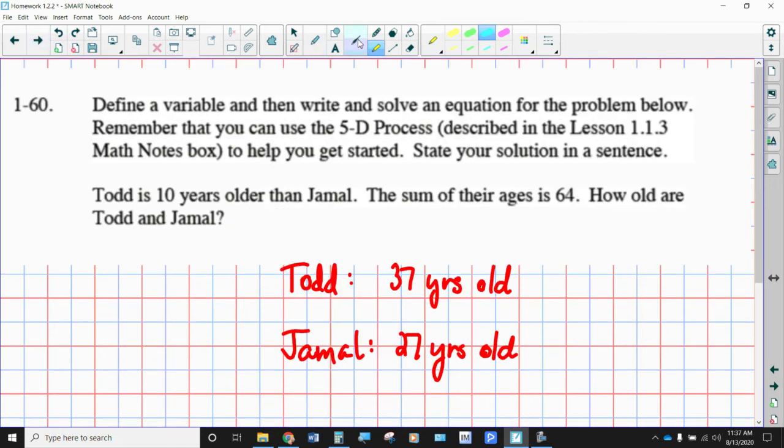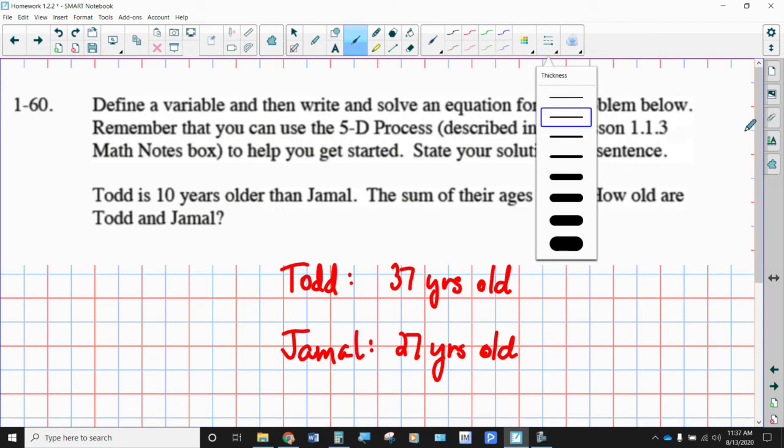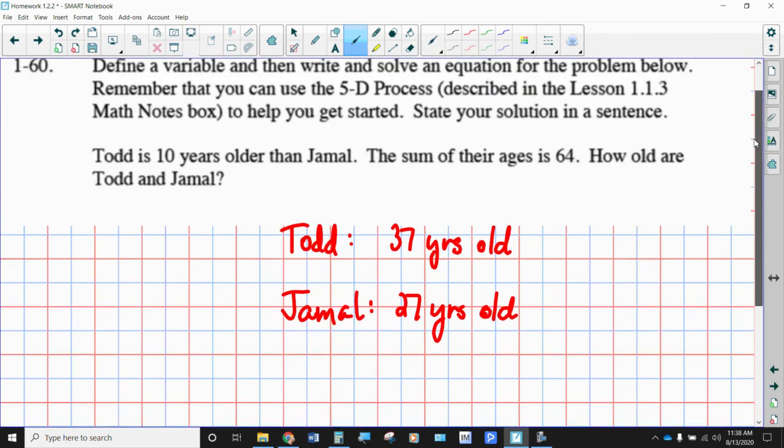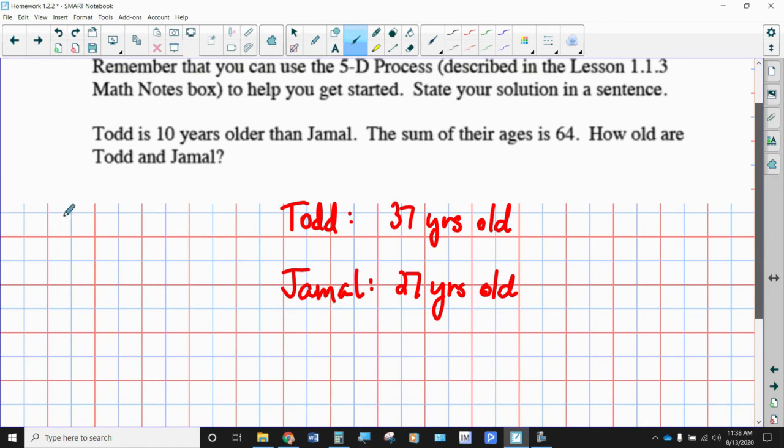All right, here is a chance for us to practice the 5D process. I'm going to start off by reading through the problem, and then I'm going to write out the essential information. So we're going to start with describe. Todd is 5 years older than Jamal. The sum of their ages is 64. How old are each of them? All right, so we know we've got Todd, and we've got Jamal, and we've got the total sum of ages.